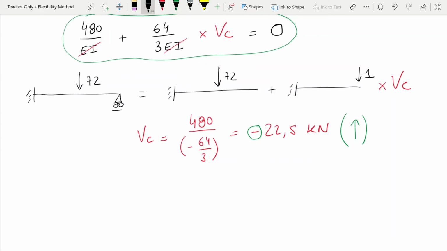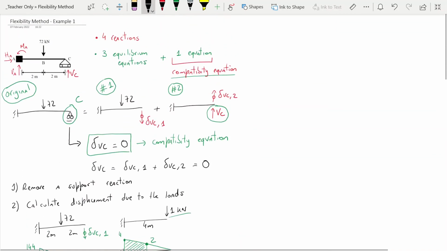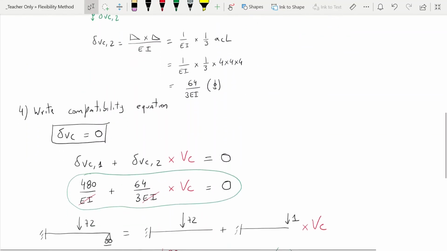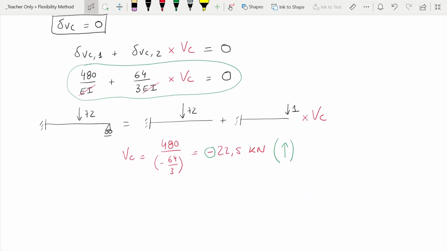This is how you solve a structure using the flexibility method. So if you go back into the beginning, our idea is we remove a support, we start calculating displacements as if the support is not there due to the loads. Then we calculate the displacement for a load of 1 in the position of VC. So let's write here again for a load of 1. And at the end, we write the compatibility equation that states that the vertical displacement has to be 0 because we have a support there. With that equation, we find the reaction VC, so that's the reaction we chose to find since the beginning.